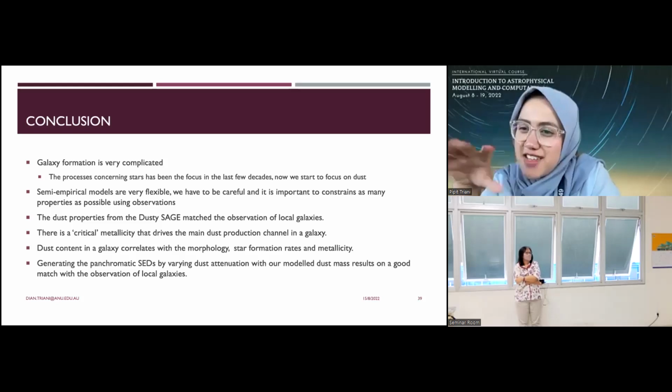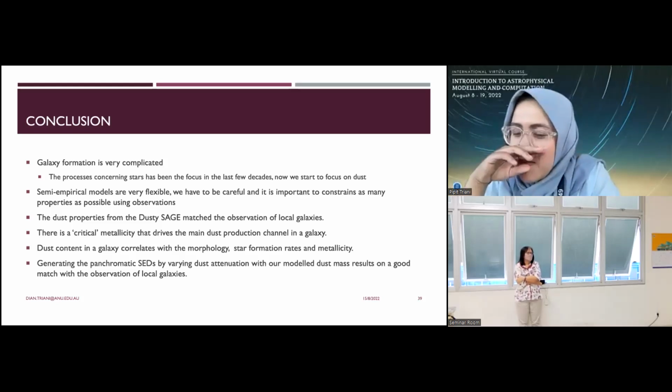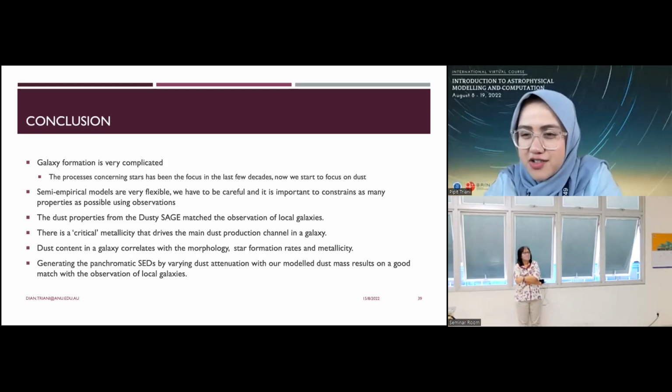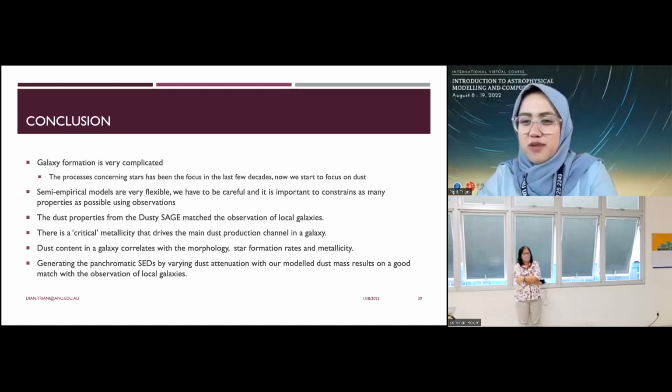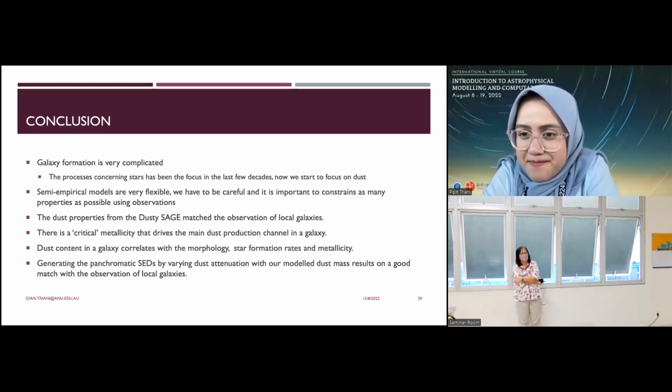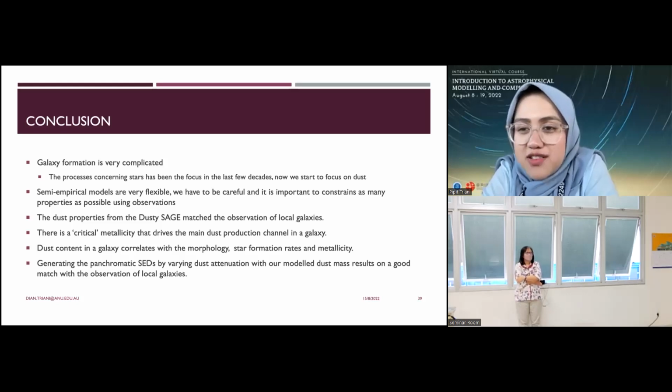I haven't really explored the dark matter part of the model, but I think it's possible. I haven't really seen the results for that, so I have to check and get back to you. Okay, thank you. No worries. I'm on Slack as well, so I'll reach out to you. Yeah, thank you.